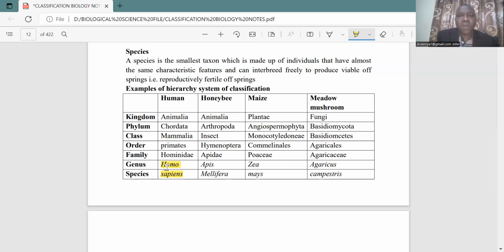You can say Homo in humans. It is a generic name. Apis for the honeybee, that is a generic name. Zea for the maize, that is a generic name. Agaricus for the mushroom, that is a generic name.